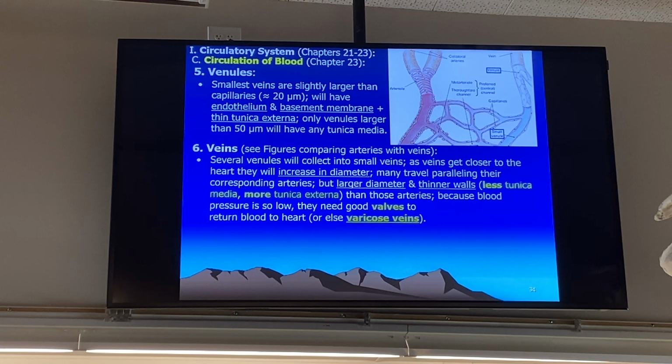Now it's really thin walled because there's no blood pressure. Once you go through this huge cumulative diameter in capillaries, the blood pressure drops off and it never recovers.